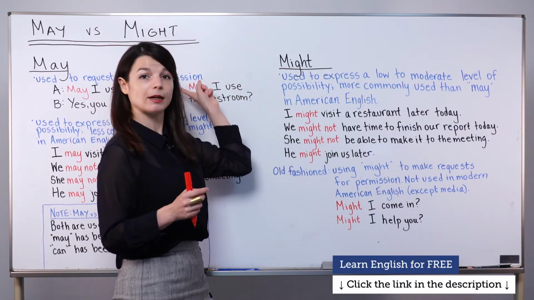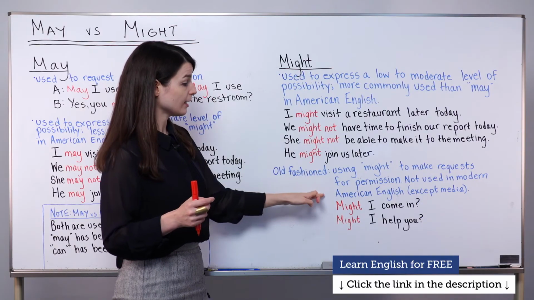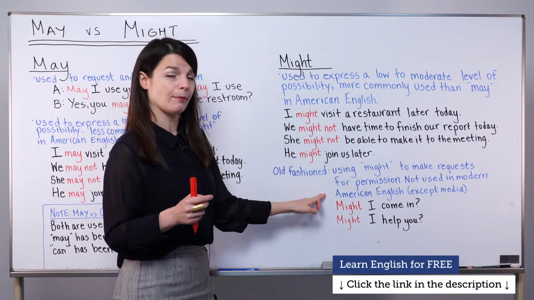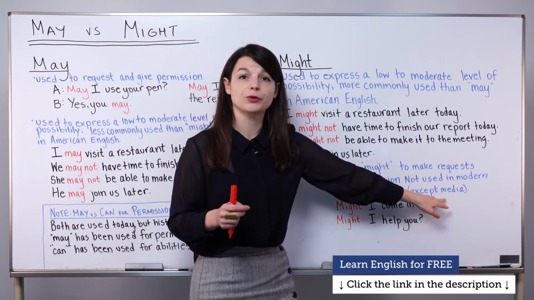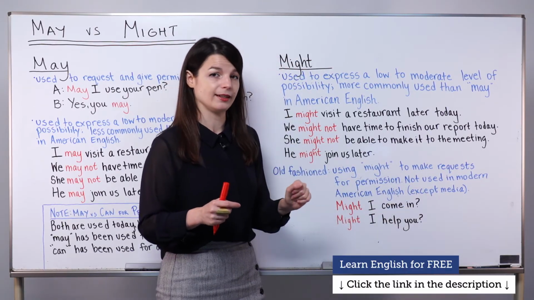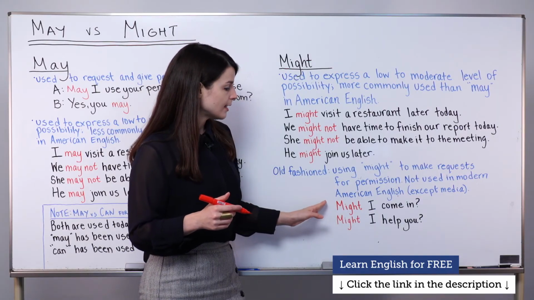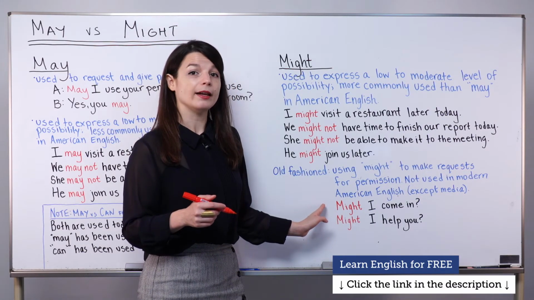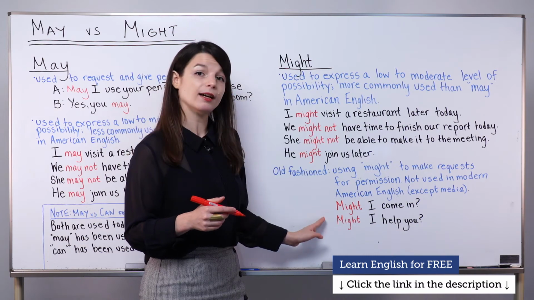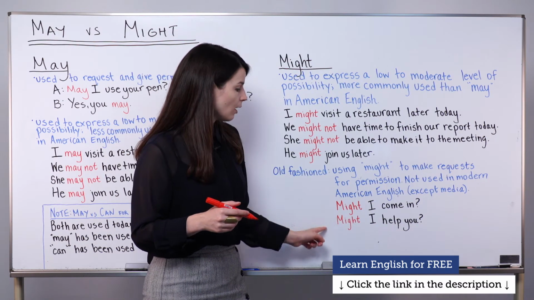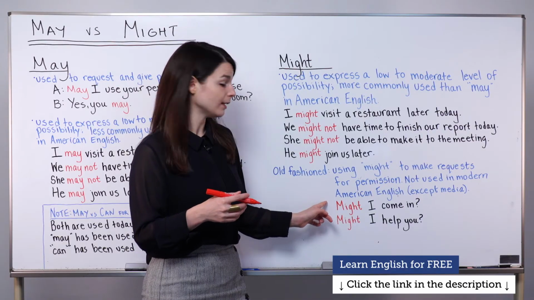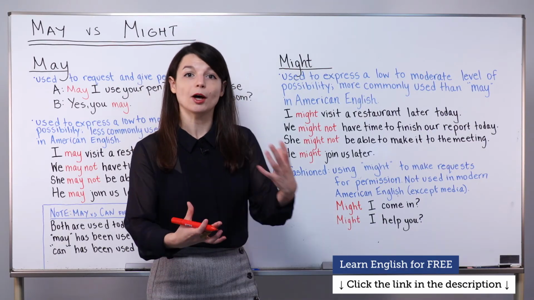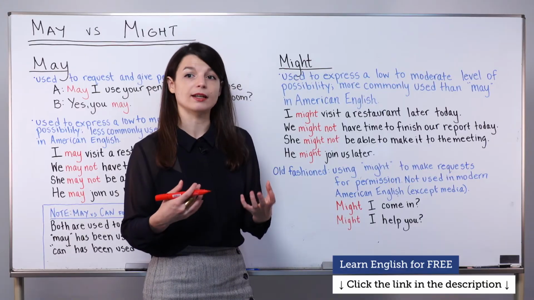So like we talked about here. But like I said, this is not used in modern American English except for media. So this is why I chose to include this point in this lesson. So you might hear sentences like these, like, might I come in? Or might I help you? So these are like requests. We're asking, is it okay to come in? Or like, is it okay if I help you? So it's kind of like making an offer.